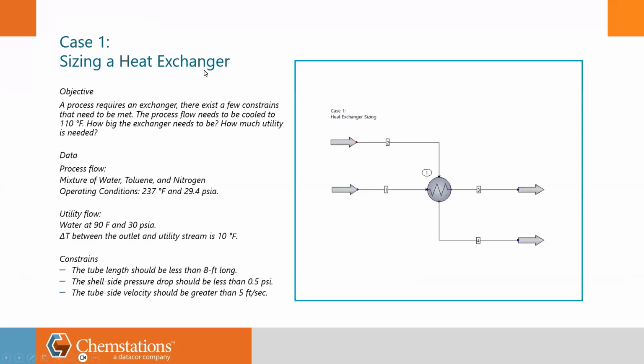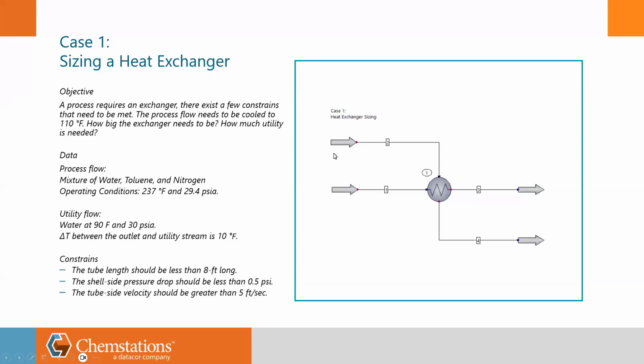Case: sizing the heat exchanger. And this is the problem. We have a process that requires an exchanger. There exist a few constraints that need to be met. The process flow needs to be cooled to 110 degrees Fahrenheit. That's the requirement. How big the exchanger needs to be and how much utility is needed. Those are the two questions I need to answer, pardon me. We have the process flow. I just took a snapshot of that actual exchanger out of the flowsheet. So it's here. So we knew this here.